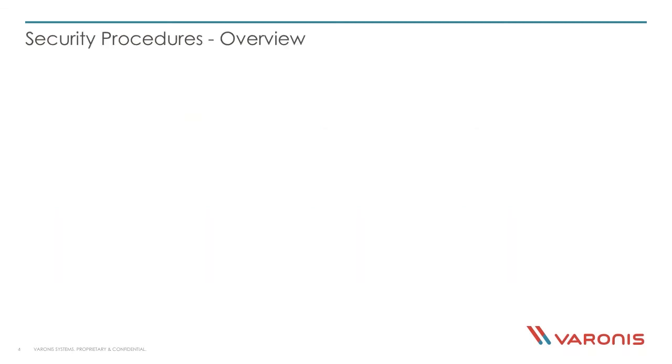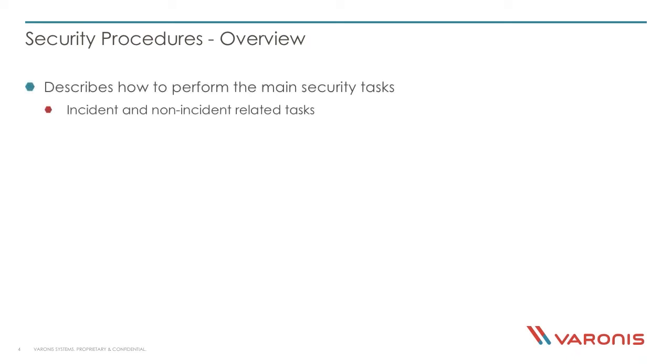So, to get started, let's formalize what a procedure is. Basically, a procedure is a document that describes how to perform the main security tasks. Those tasks could be related to incident investigation or not. As I mentioned before, the security procedures provide standardization during activities, so you can ensure that all analysts will be doing their job in the same way.